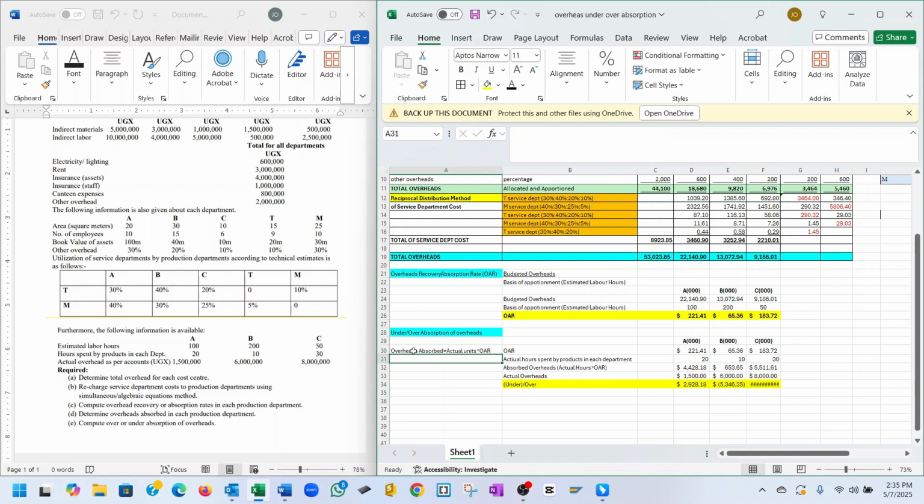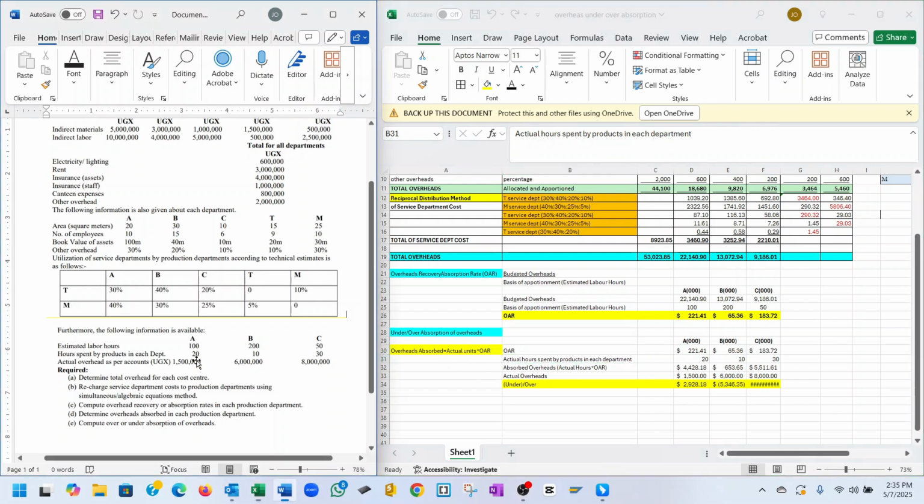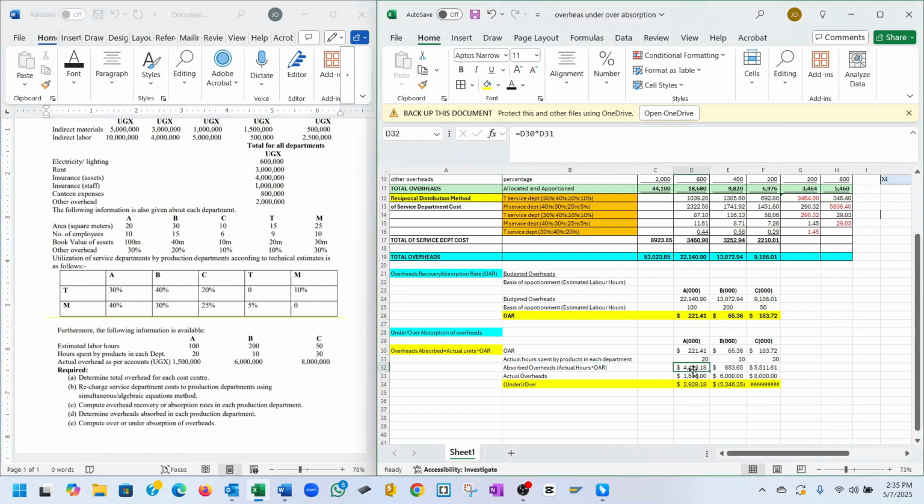Pay attention to this one. The overheads absorbed is given here for each department. Then the actual units is the actual hours that was given in the question. When you look on the left, it is 20 hours for A, 10 hours for B, 30 hours for C. So you put that there. When you multiply by the overhead absorption rate, you get the overheads absorbed, which is highlighted in green.